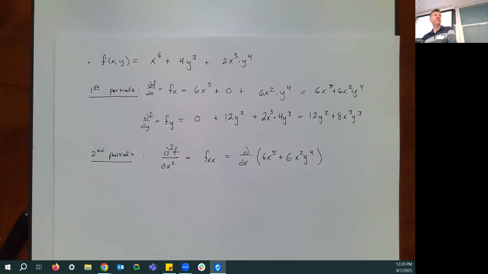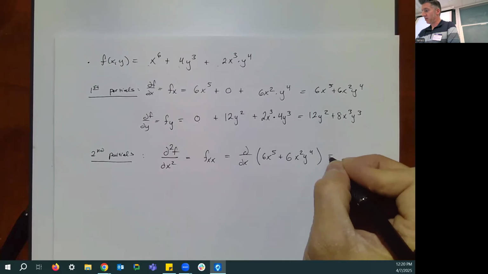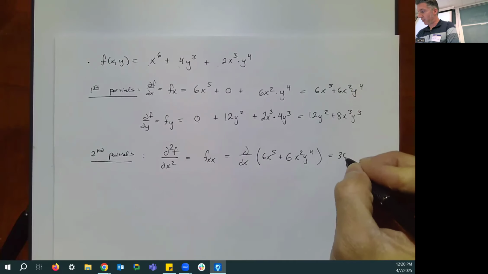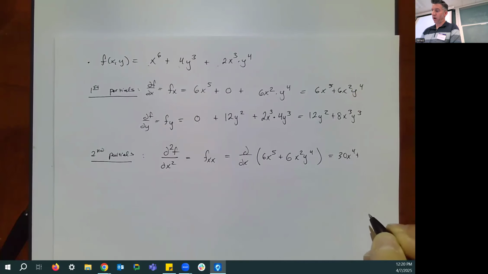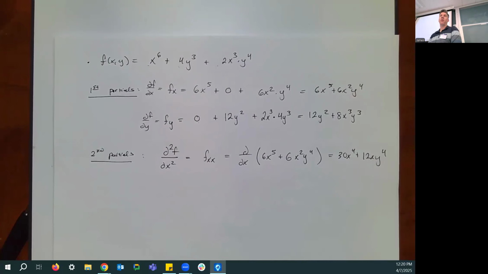Normally, I would write none of this. Normally, I would write fxx, I'd write that part equals, and then I would just take the derivative and get 30x to the fourth plus 12x times y to the fourth. You definitely don't need to write as much as I'm writing in general when you're doing things like this.